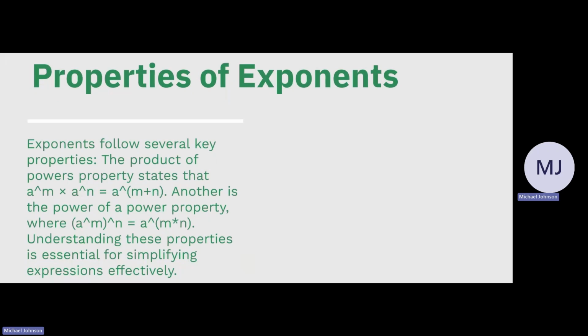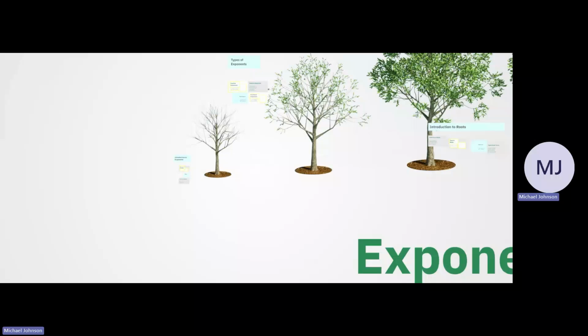Exponents follow several key properties. The product of powers property states that a to the m times a to the n equals a to the (m plus n). Another is the power property, where (a to the m) to the n equals a to the (m times n). Understanding these properties is essential for simplifying expressions effectively.